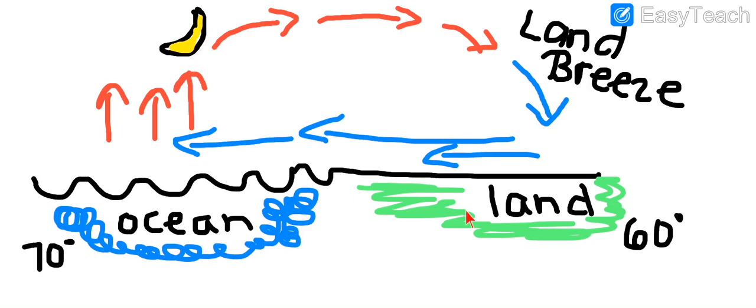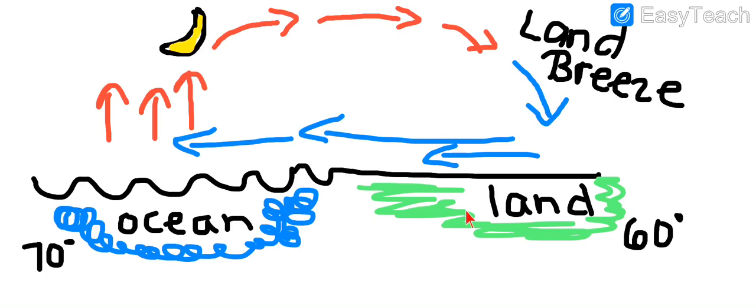You notice the land is cooler and the ocean is warmer. So that's why we've got our warm air rising and our cool air coming in to take its place. Now, the bigger distance between those two numbers, the stronger the breeze is going to be.